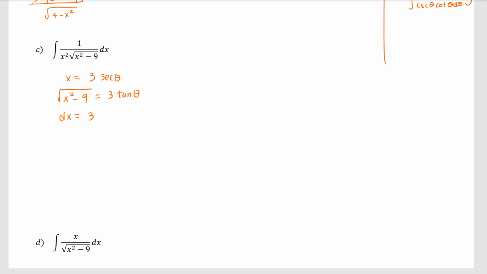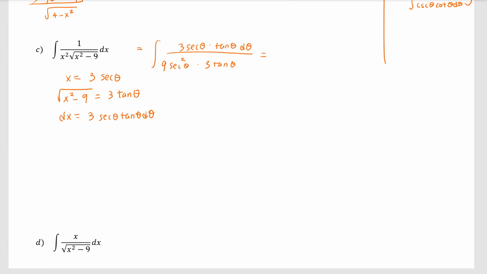The derivative of secant is secant tangent. Alright, so dx is actually on top. So on top we have 3 secant theta tangent theta d theta. Well, x squared is 3 squared, 9 secant squared theta, square root, 3 tangent theta. So far, so good, everybody?